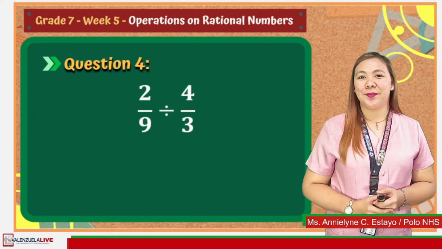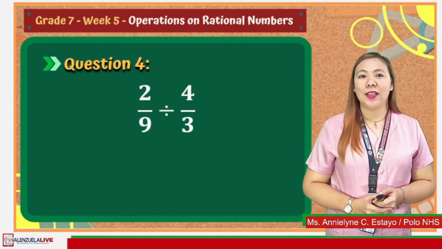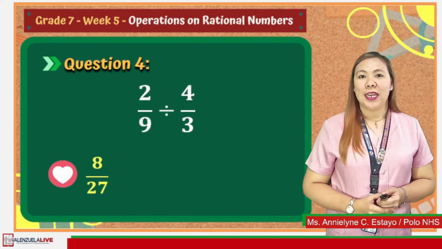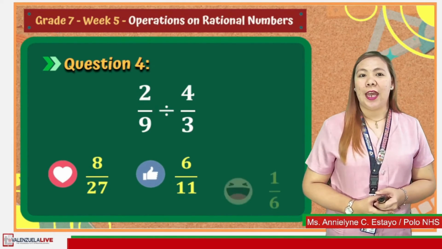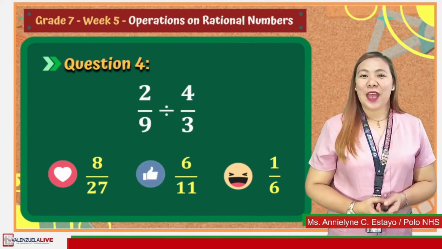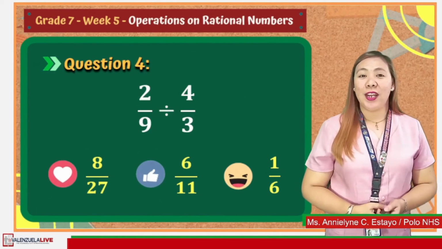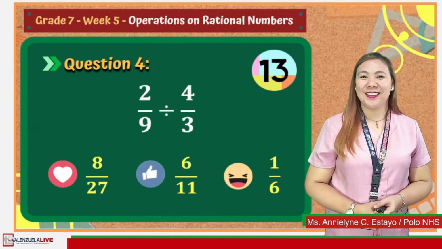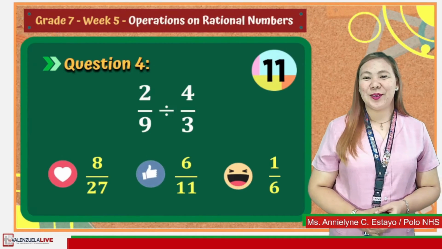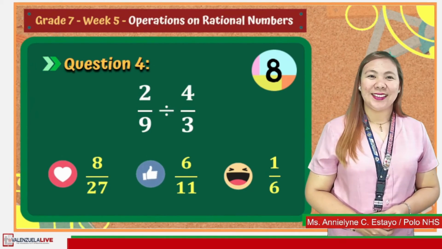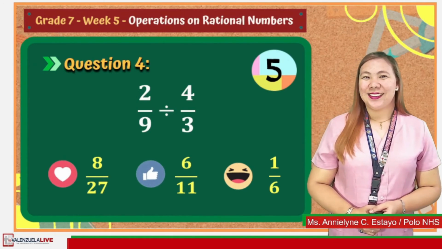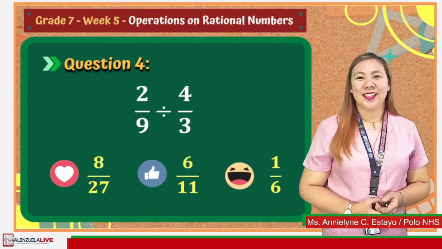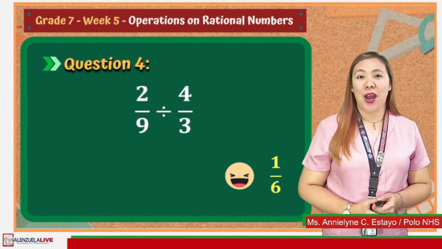Fourth question. 2 over 9 divided by 4 over 3. 8 over 27 for heart, 6 over 11 for like, and 1 over 6 for haha. Type your answer on the comment section or hit the react button. 15 seconds, go! The answer is haha, 1 over 6.